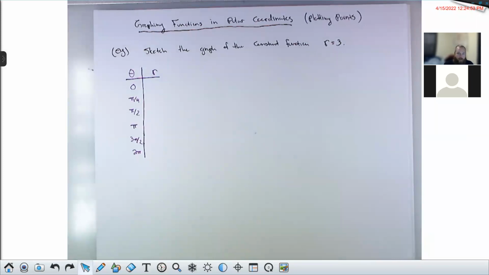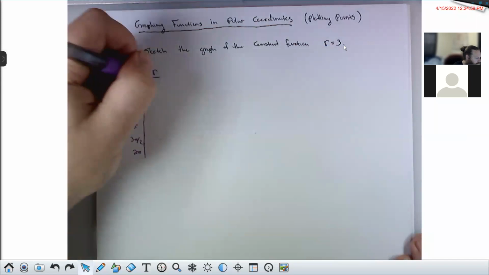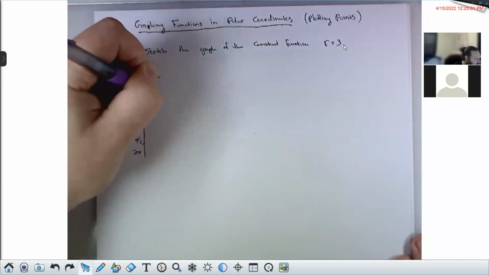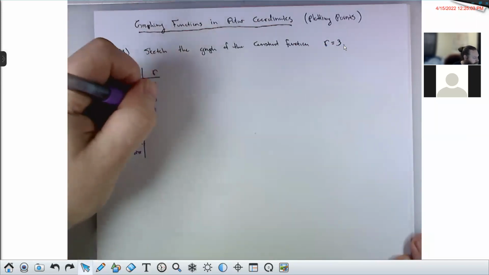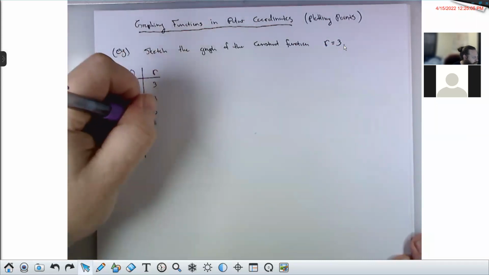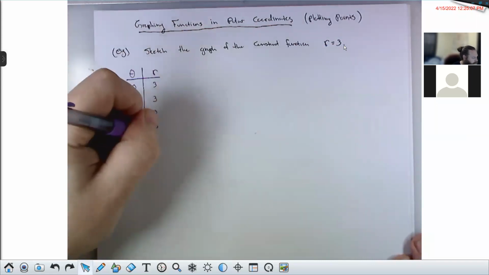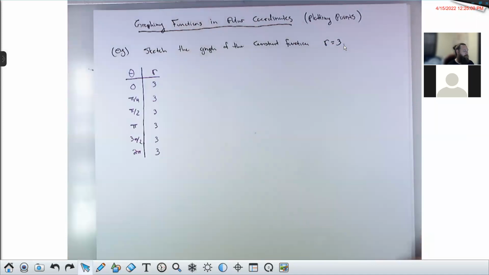Now, the fact that this is a constant function means no matter what theta is, R is always going to be 3. So when theta is 0, R is 3. When theta is pi over 4, R is 3. When theta is pi over 2, R is 3. When theta is pi, R is 3. And so on. This is what a constant function does. No matter what input you give it, it spits out the same output.